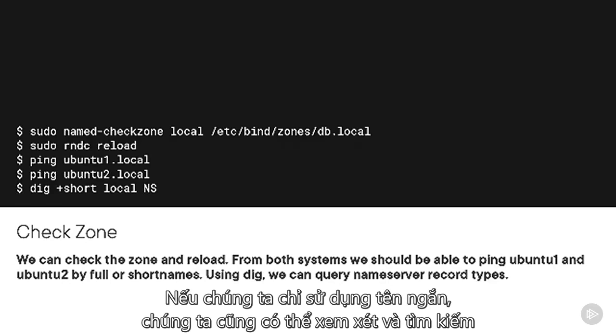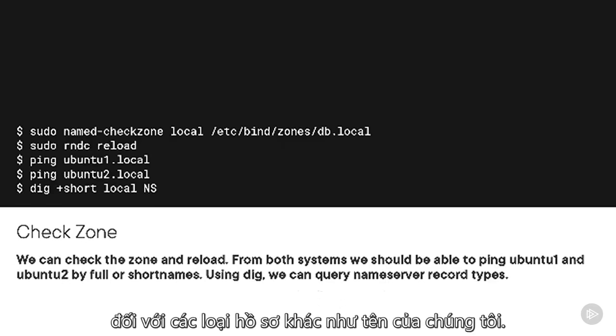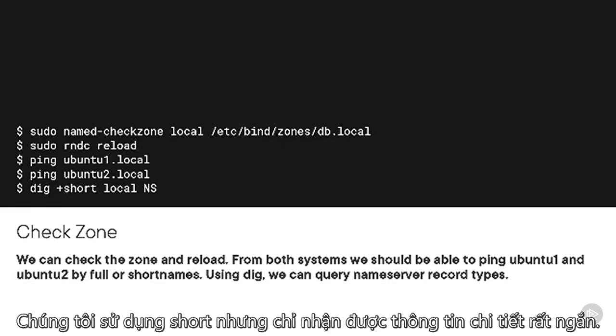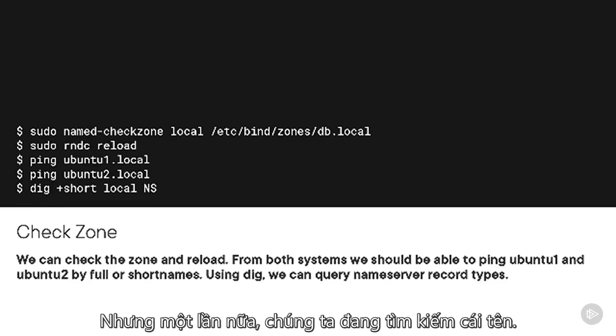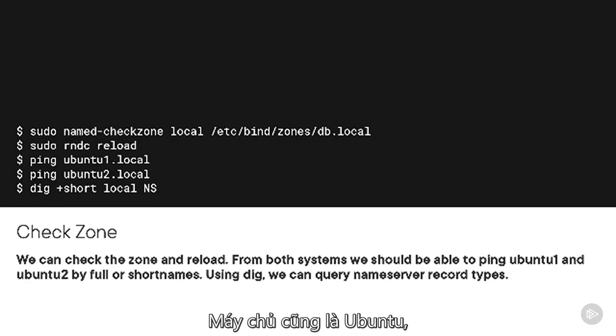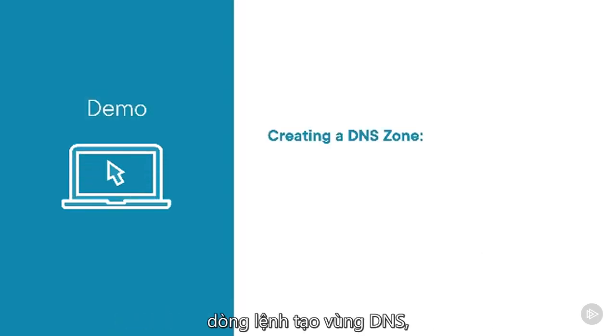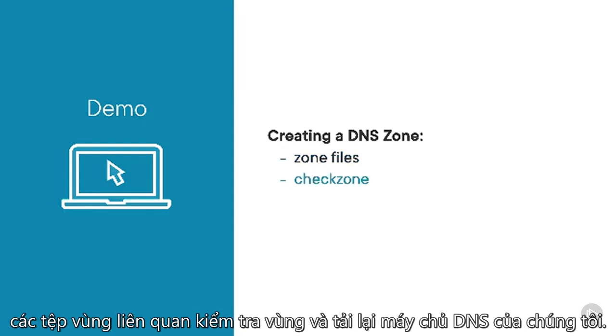We're also able to go through and look for other types of records, such as our name server record for the local DNS zone. If we're using short, we just get very short details coming back. But again, we're looking for the name server being ubuntu2. We're able to then go through and work at our command line, creating the DNS zone, the associated zone files, checking the zone, and reloading our DNS server.